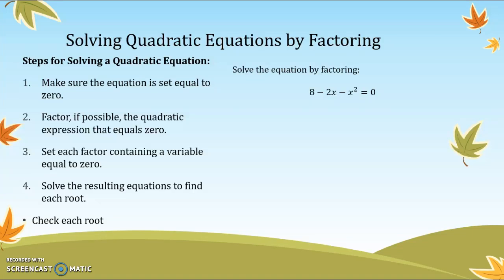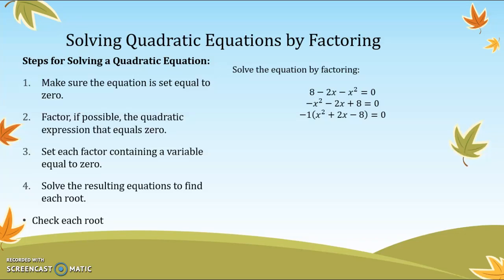Let's try 8 minus 2x minus x squared equals 0. Yes, this is set equal to 0, however, it's in a weird order. So let's rewrite this in descending order, giving me negative x squared minus 2x plus 8 equal to 0. We haven't worked with anything where there's a negative in front of x squared, so let's factor out the greatest common factor of -1. When I divide everything by -1, we get x squared plus 2x minus 8 left over, all still equal to 0.